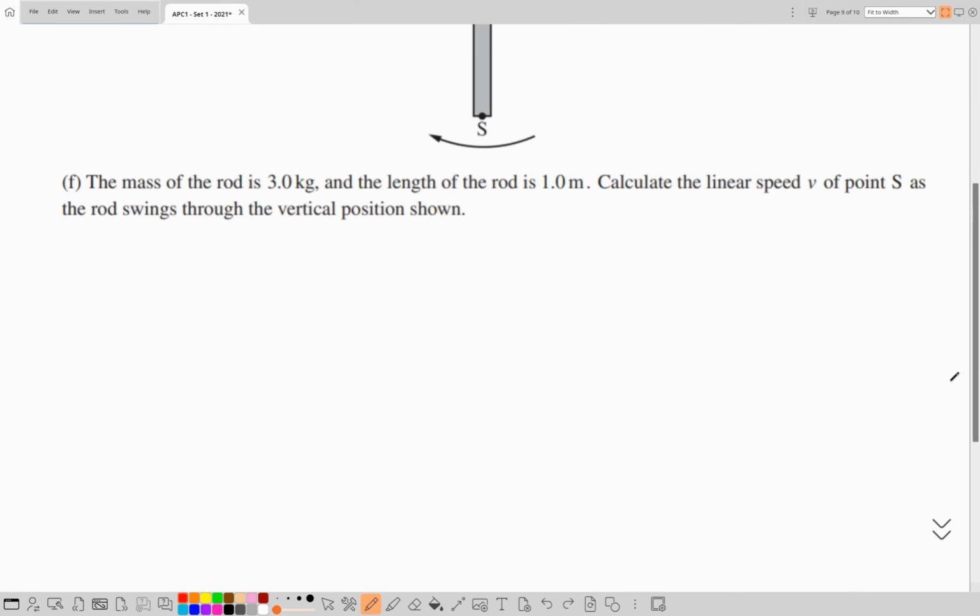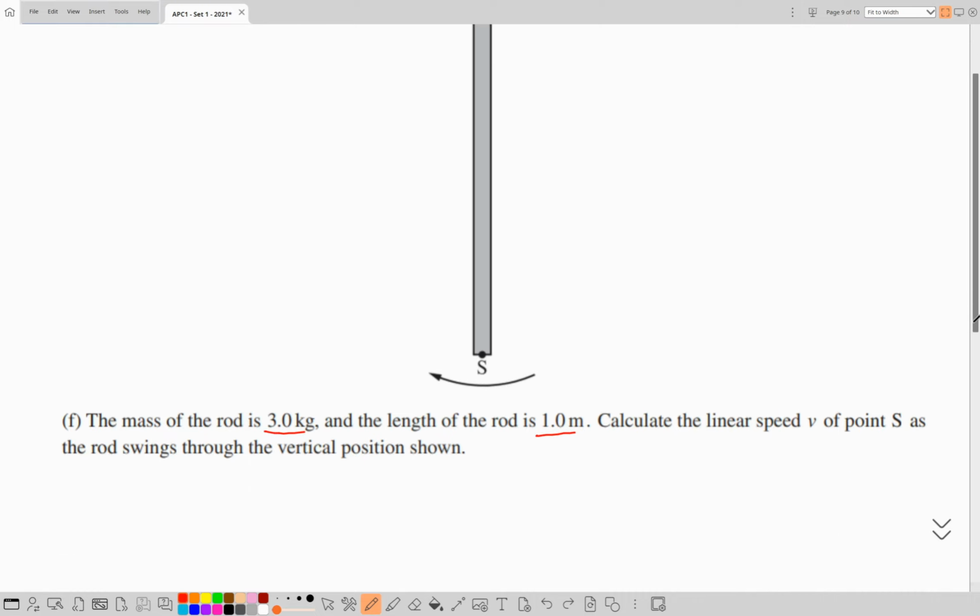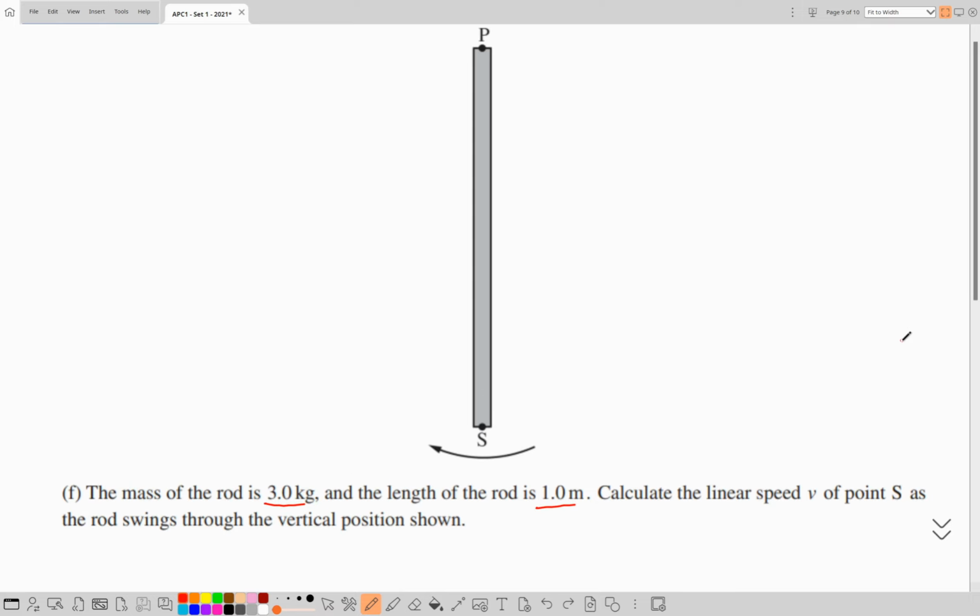And now moving on to the last part of this exercise. The mass of the rod is 3 kg, so we know the mass, and the length of the rod is 1 meter. We need to calculate the linear speed v of point S as the rod swings through the vertical position. Whenever we're talking about the speed of a free rotating body, it's more intuitive to think about energy. And whenever they tell us to calculate or determine the expression of alpha, we need to do it using Newton's second law for rotation.